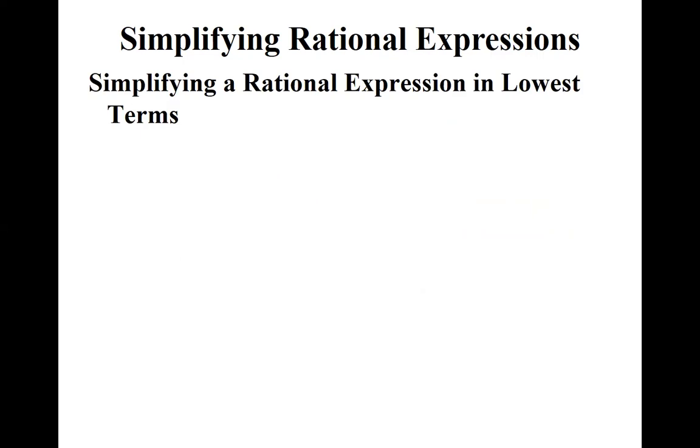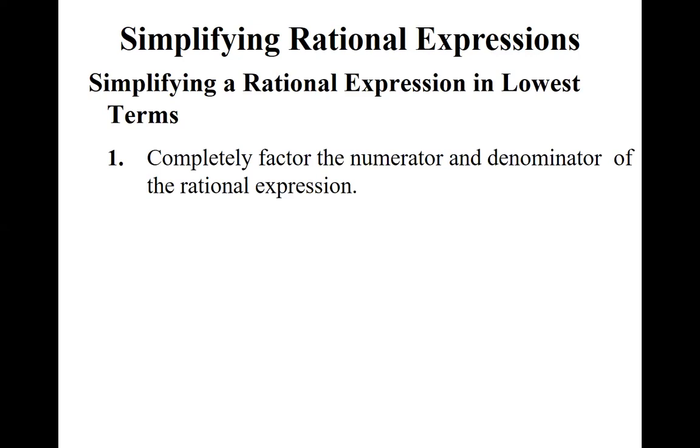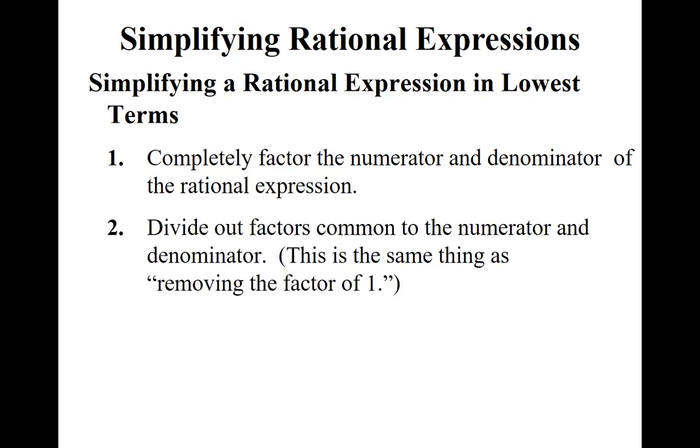So the steps to simplifying a rational expression in lowest terms. First, we completely factor the numerator and completely factor the denominator of the rational expression. Then divide out common factors to the numerator and denominator. This is the same thing as removing the factor of 1. That doesn't change the value of the expression.